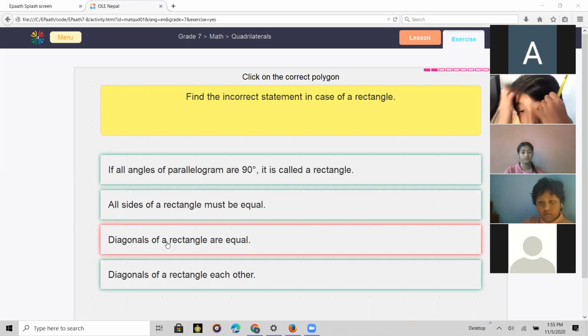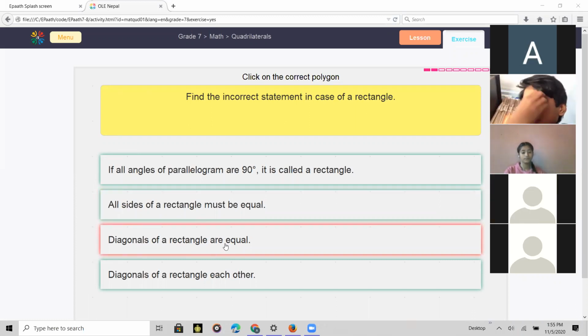Next is: diagonals of a rectangle are equal. Yes, this is also correct. And diagonals of a rectangle bisect each other, right? Please, bisect each other. Okay, bisect each other means half. Okay, so we found that one of the statements is incorrect.